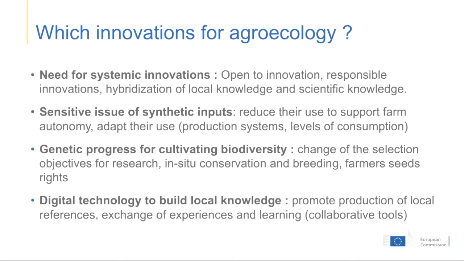Another point which raises debate is the use of chemical products. The aim of agroecology is to reduce the use of pesticides to favor autonomy of the farmer. It does not mean that our position completely refuses the use of these pesticides and fertilizers. It depends, of course, on the level of consumption, the level of use.